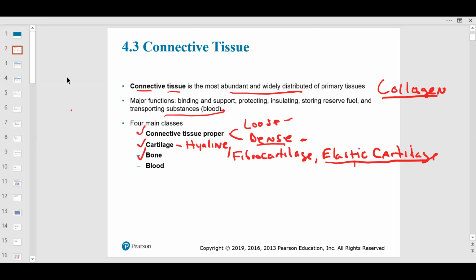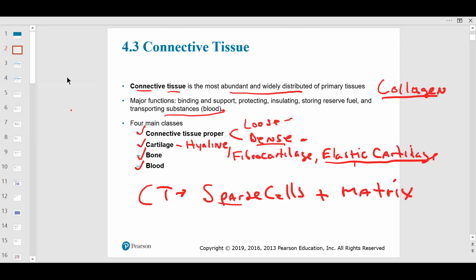Bone is a connective tissue. Blood is a connective tissue, because the definition of connective tissue is a tissue with sparse cells and a matrix. So it's different cells. That's what sparse means. Like blood is a connective tissue because you have the red blood cells, white blood cells, and platelets, and they're dispersed in a liquid matrix. Bone has your osteocytes, osteoblasts, osteoclasts, and you have a calcified matrix, and also a collagen protein matrix.